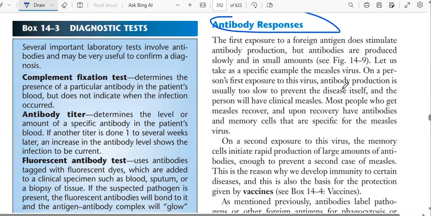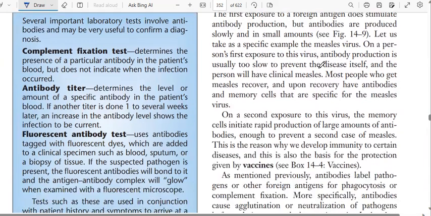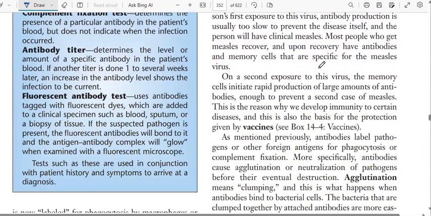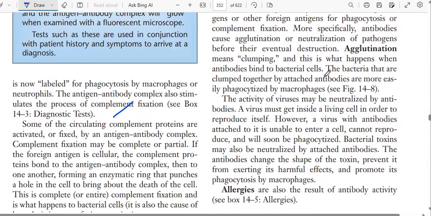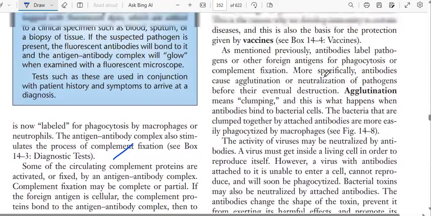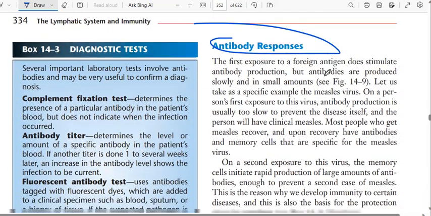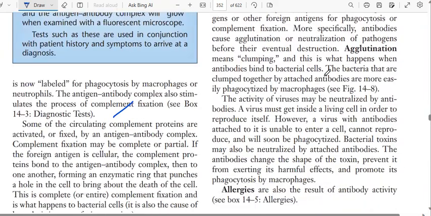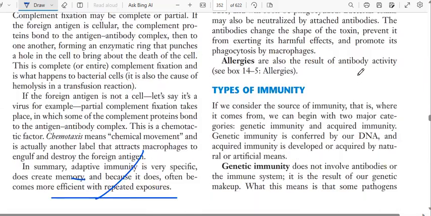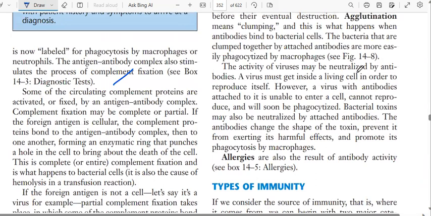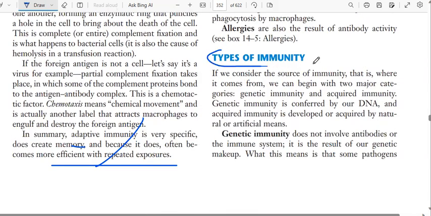One example is given already, COVID. With the COVID antigen, and here the example given is the measles virus. Basically, the same pattern will happen in the body. They depend upon the source of immunity.